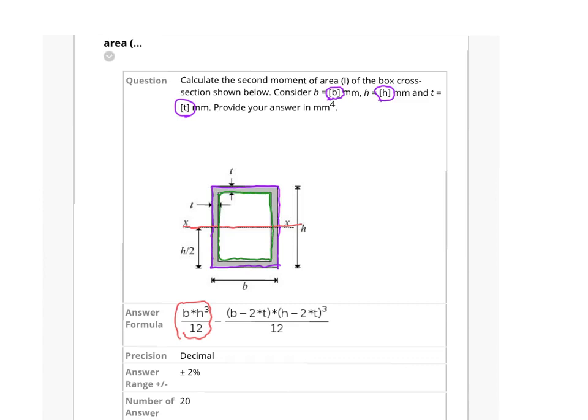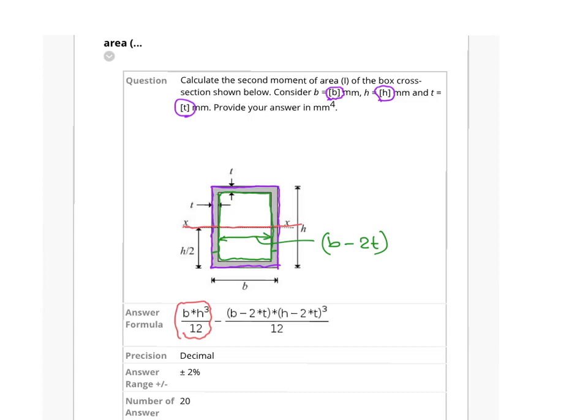Now if you take away from this value the inner rectangle, which is here, which has got width b minus 2t. Why 2t? Because you have got one thickness in here and one thickness over there. So this width is b minus 2t. Similarly, the height would be h minus 2t. If you deduct the second moment of area of the inner rectangle, then you get the value for the box section.